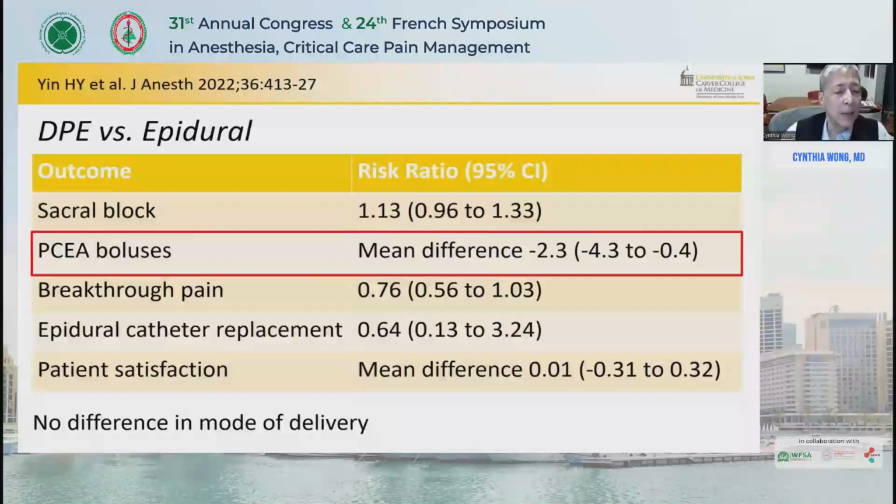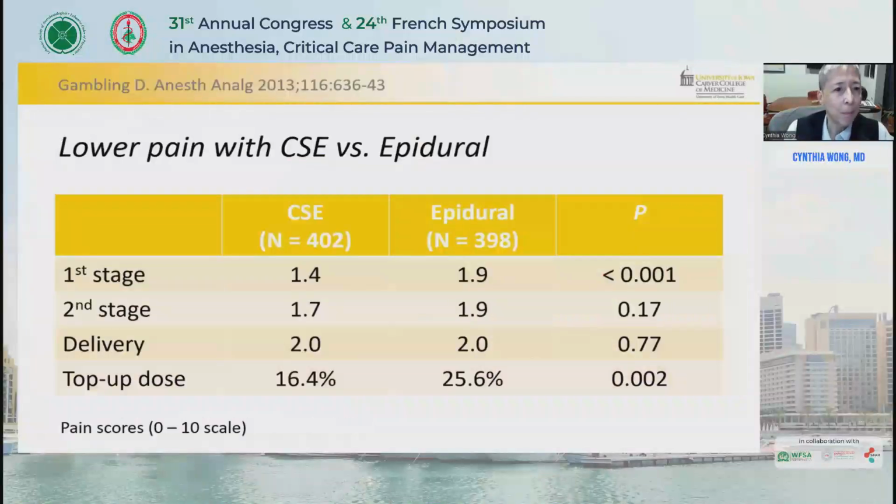Another difference that these authors looked at in this meta-analysis was the number of PCEA boluses that were required throughout labor. And you can see that actually patients who were randomized to the DPE technique required a few fewer boluses. So the difference was -2.3 boluses. So it seems maybe that the DPE offers slightly better analgesia than the epidural technique, but it's not marked.